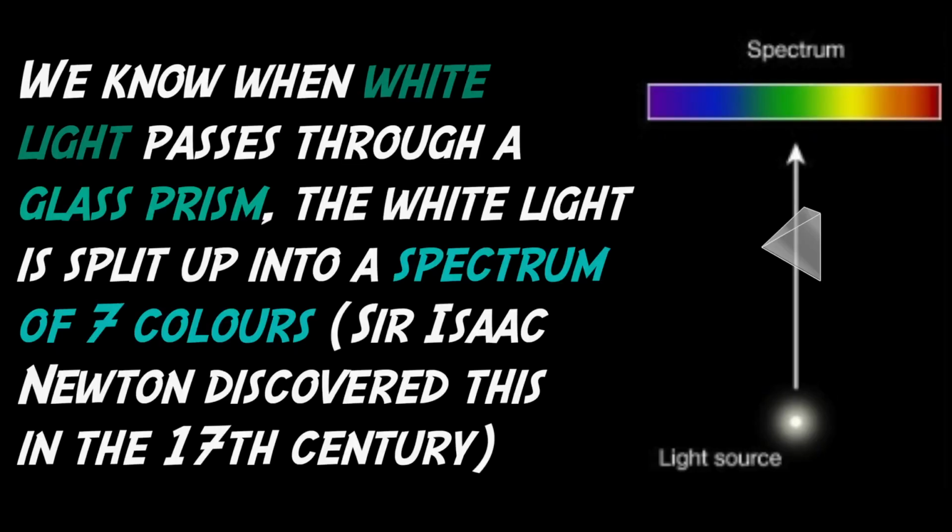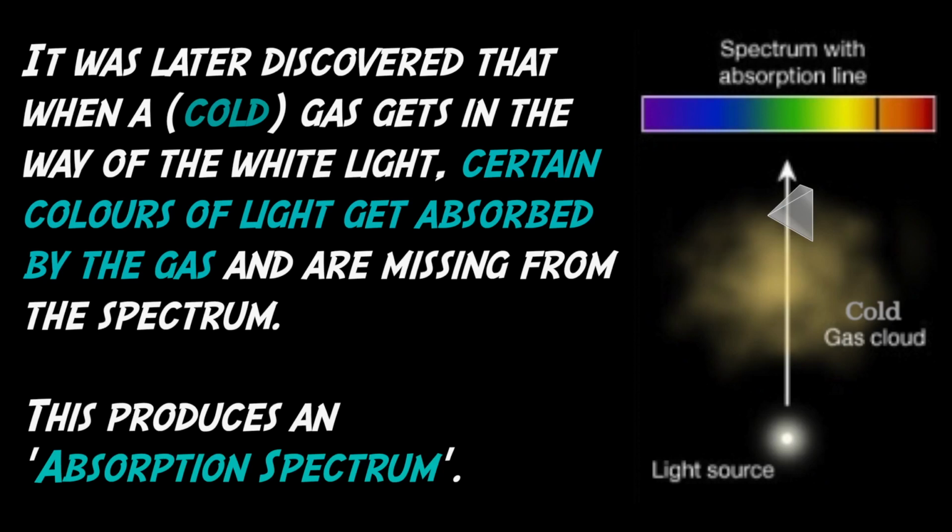We know when white light passes through a glass prism, the white light is split up into a spectrum of 7 colours. Sir Isaac Newton discovered this in the 17th century. It was later discovered that when a cold gas gets in the way of the white light, certain colours of light get absorbed by the gas and are missing from the spectrum. This produces an absorption spectrum.